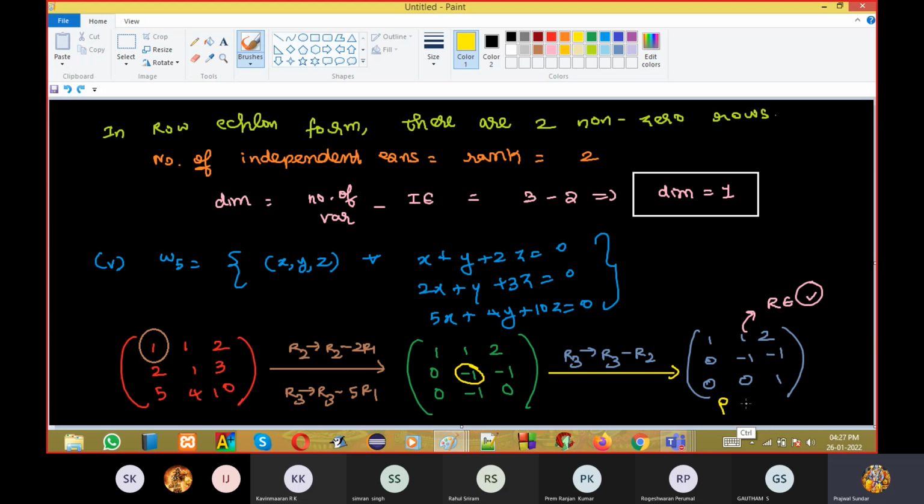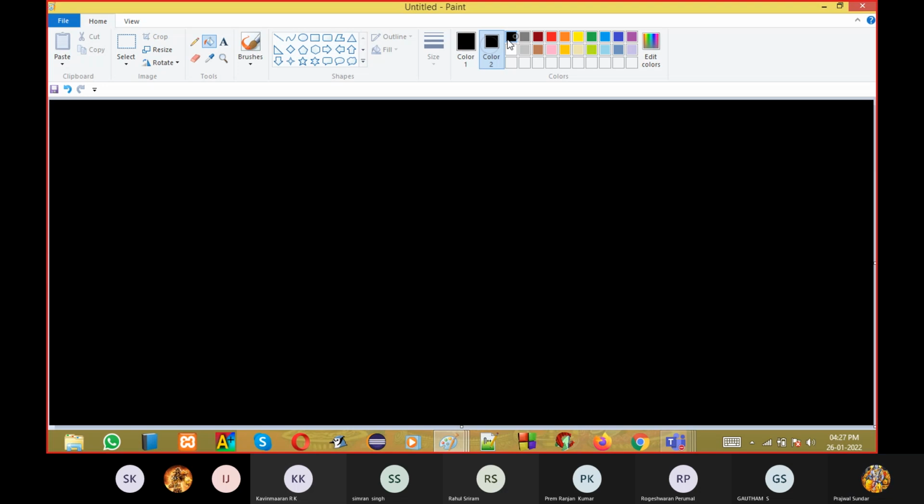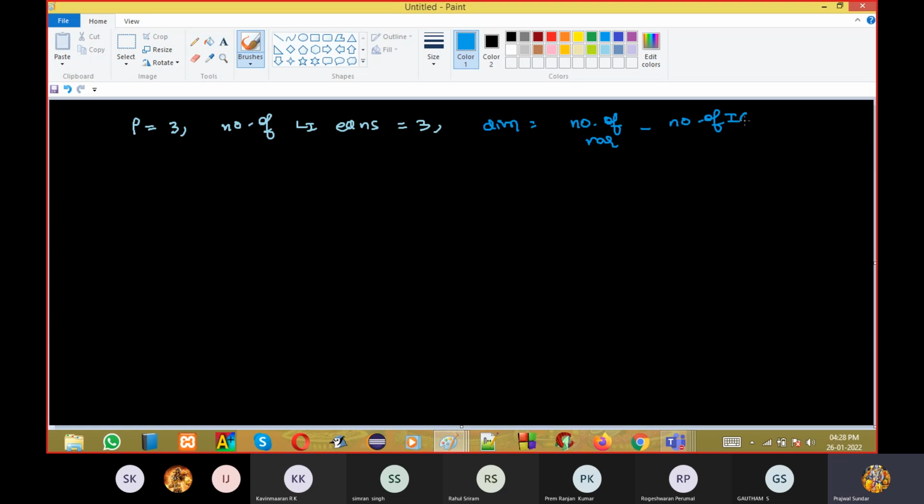This is the denotation for rank, the symbol of rank, row symbol. Rank of matrix is 3. So I can say number of linearly independent equations is 3. Dimension will be number of variables minus number of independent equations. So dimension will be 3 minus 3. I can get dimension as 0. Dimension of W5 is 0.